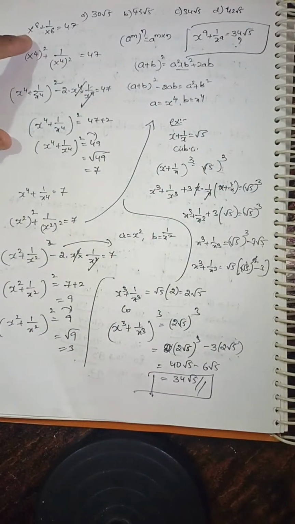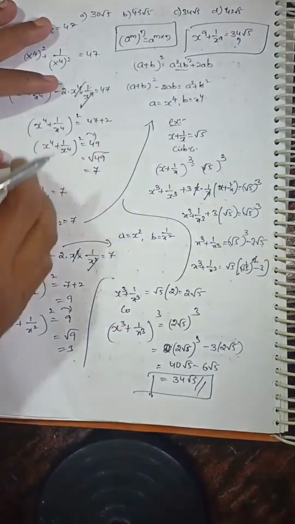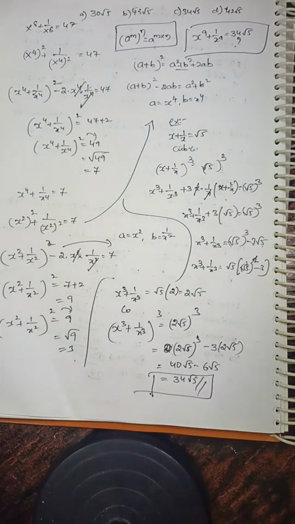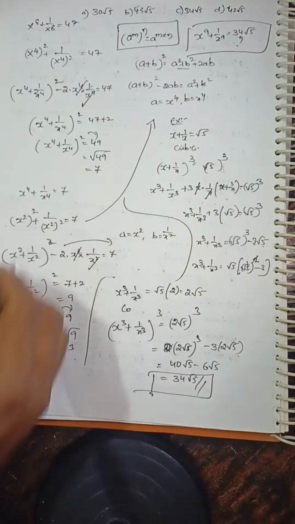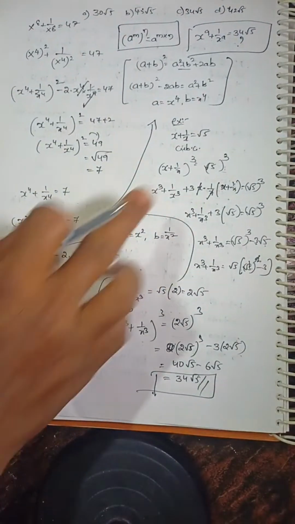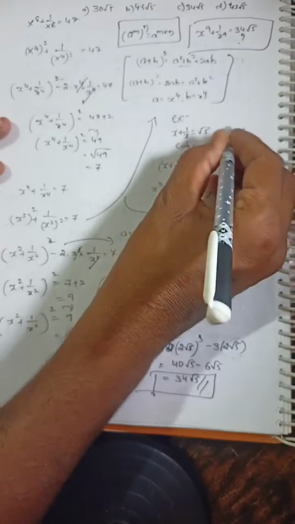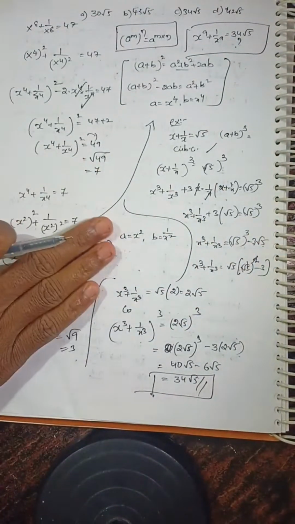So we are going to use this formula according to the law of exponents: a power m whole power n is a power m into n. By using that formula we are converting, and we are also using the a plus b whole square formula. And here we are using the a plus b whole cube formula. If you know the answer, please type it in the comment box.